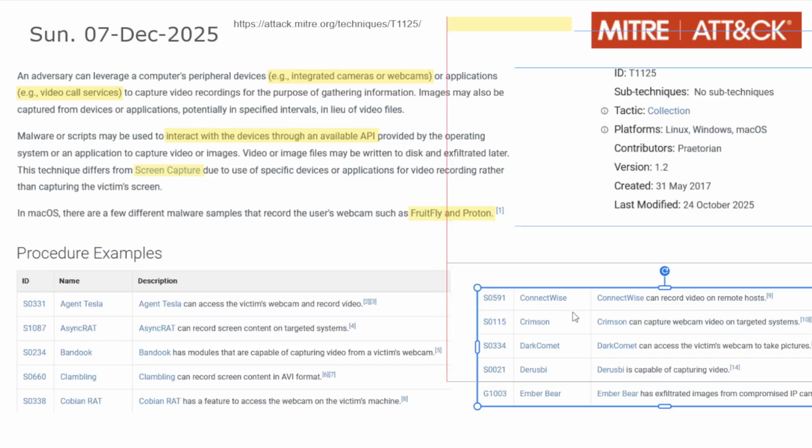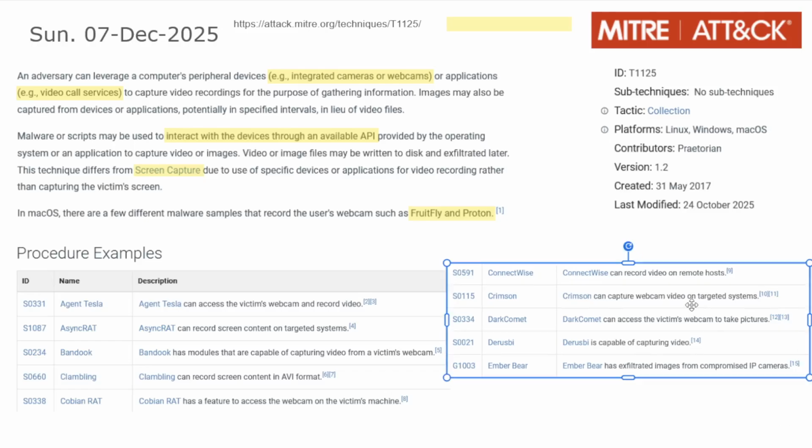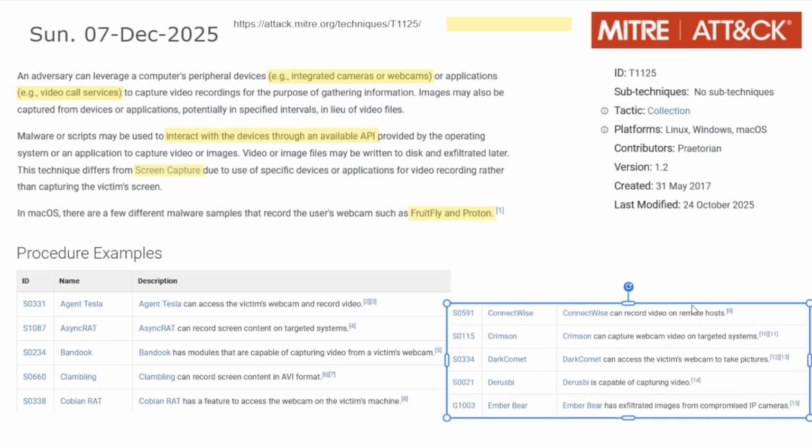I think that's much better. Yes. All right then. So these are the groups that we have.